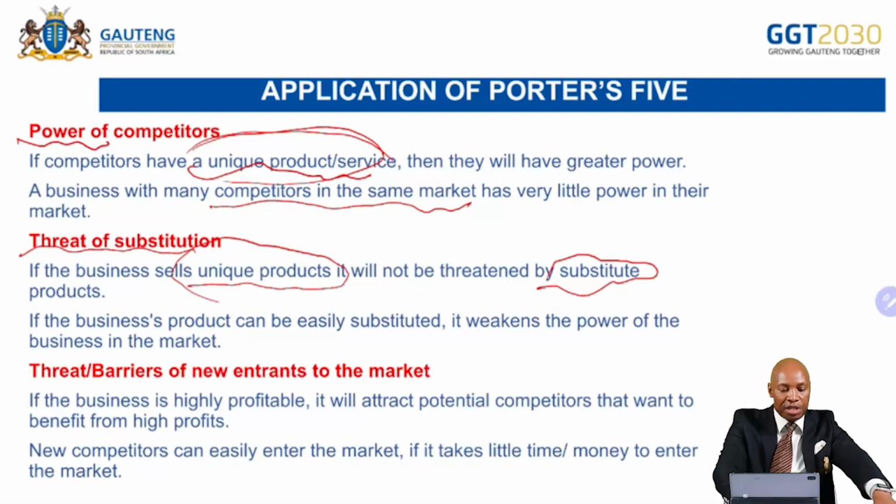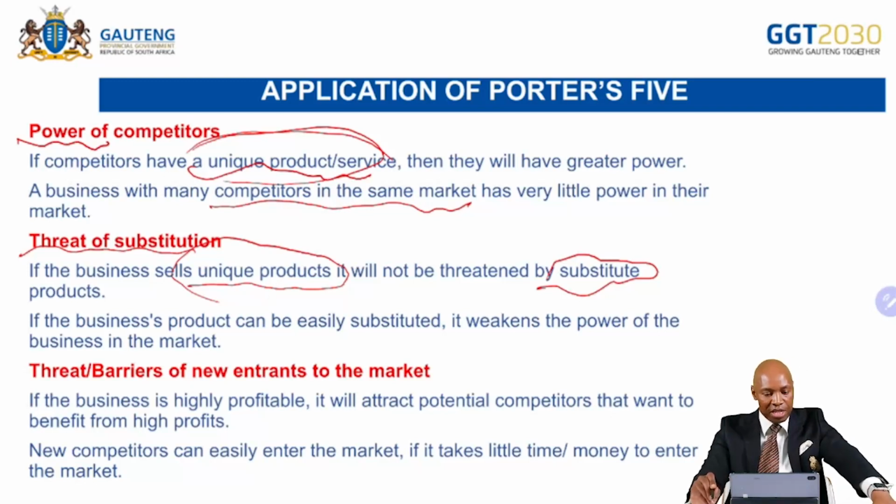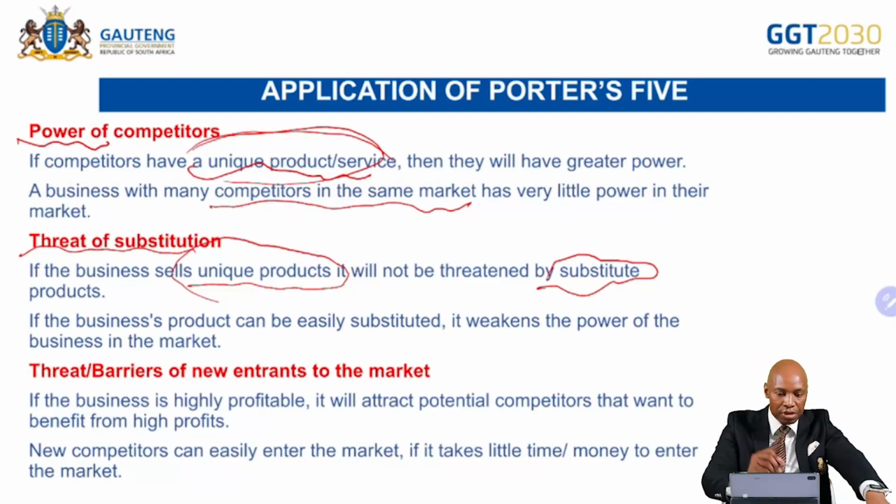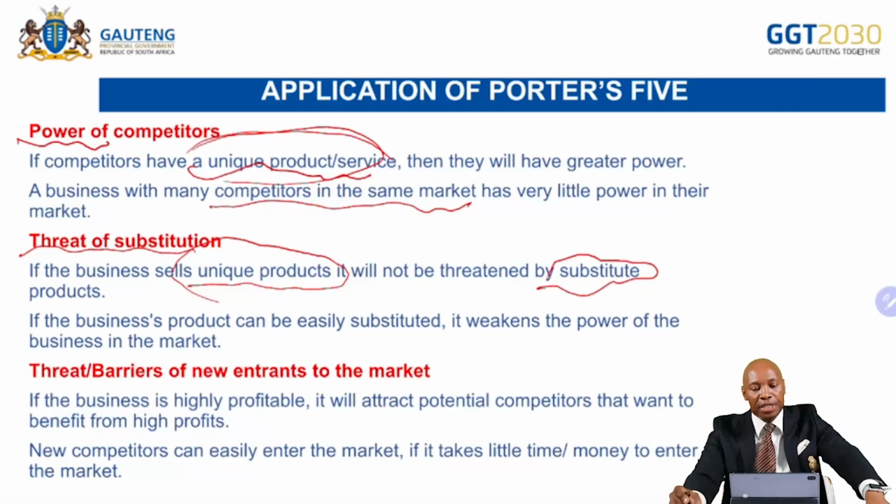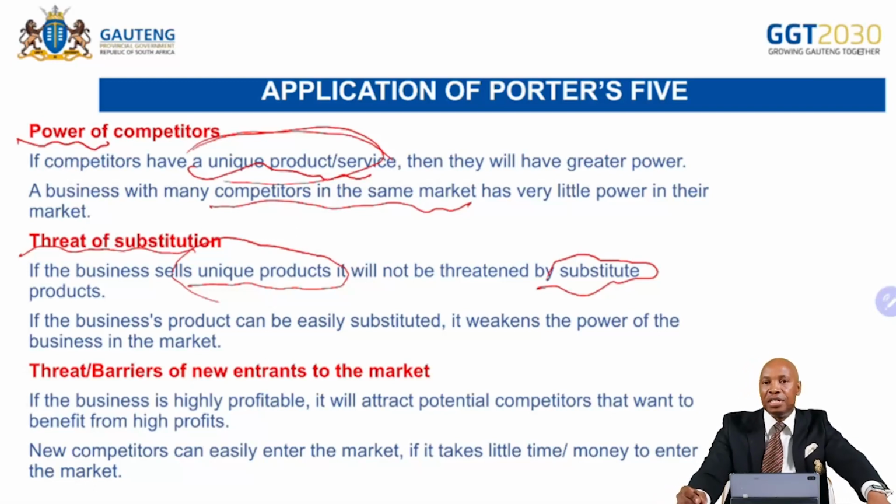Now, let's look at this one. You see the word unique has been used twice here. You have unique in power of competitors. You have unique in the threat of substitutes. So you can use those keywords to remind yourself about the application of the Porter's 5 forces model when businesses analyze their position in the market.